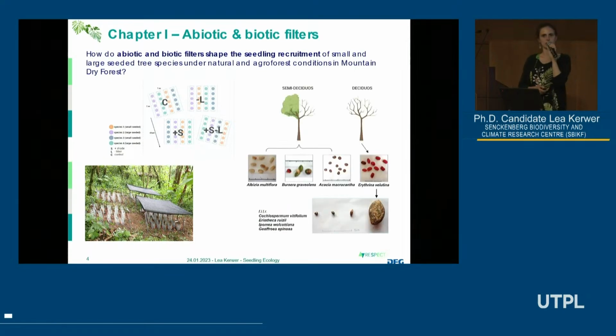I've been conducting 2 rounds of sowing. So first 4 species that have been fruiting at the end of the rainy season, which is Albizia multiflora, Bursera graveolens, Acacia macracantha, and Erythrina velutina. And then in a second round in December, I've been sowing 4 species that were fruiting during the dry season, which you can see here below.